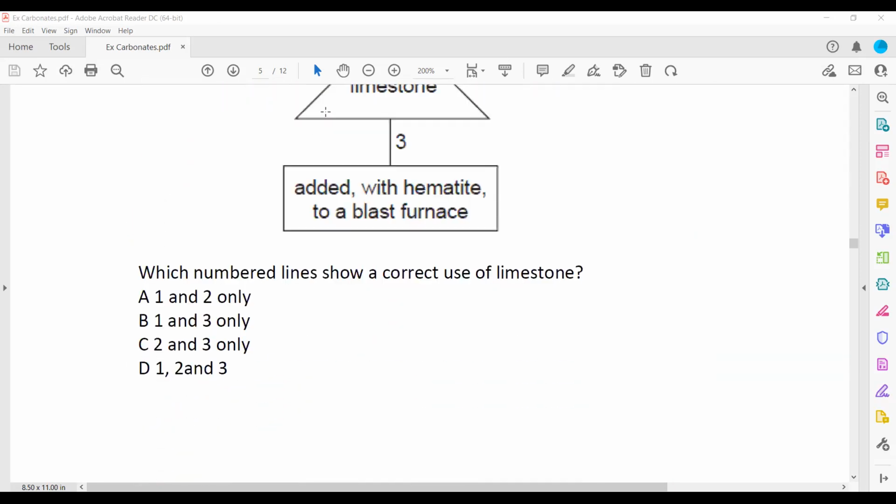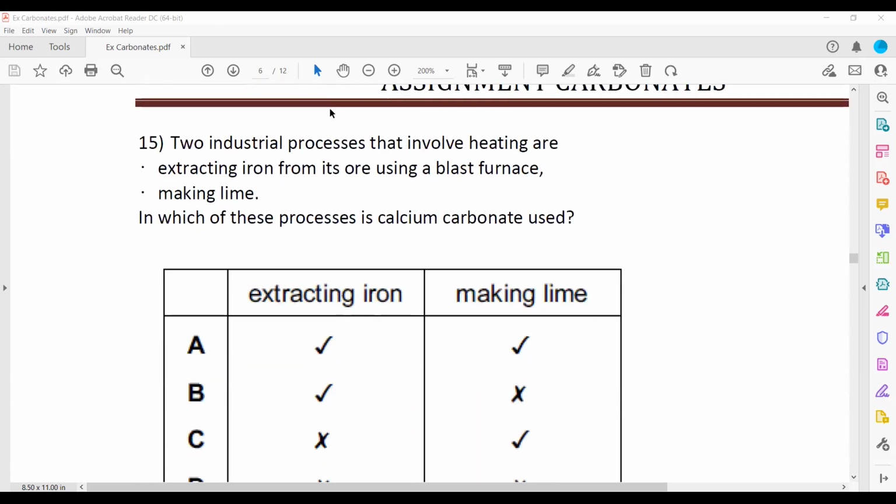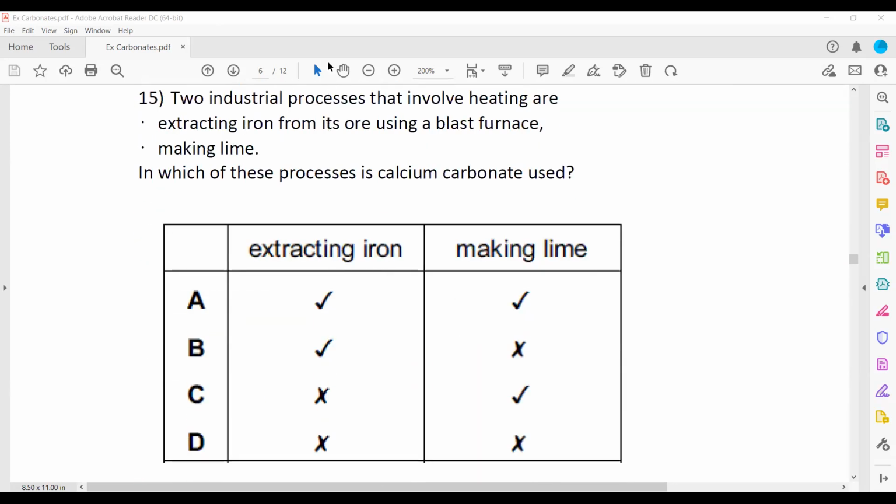Then this is a repeated question. Two industrial processes are involved in extracting iron from its ore and making lime. In which process is calcium carbonate used? We use calcium carbonate in extraction of iron, and we also use it in the manufacture of lime, because lime is calcium oxide. By thermal decomposition it is produced, and calcium carbonate decomposes to calcium oxide and carbon dioxide. That calcium oxide reacts with silicon oxide to form slag. That's how we manufacture iron.